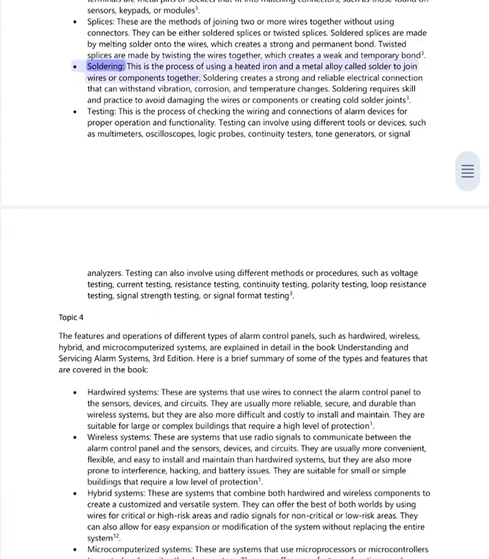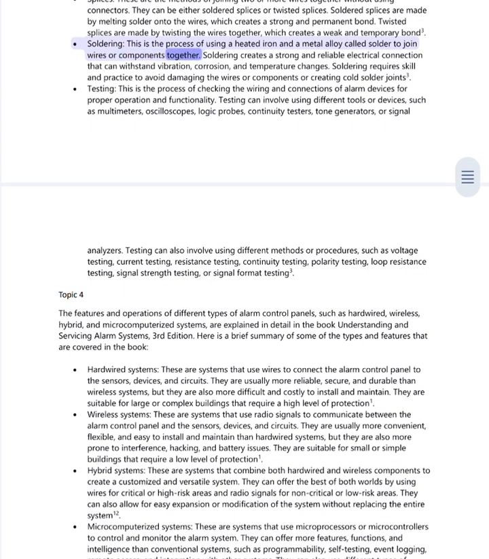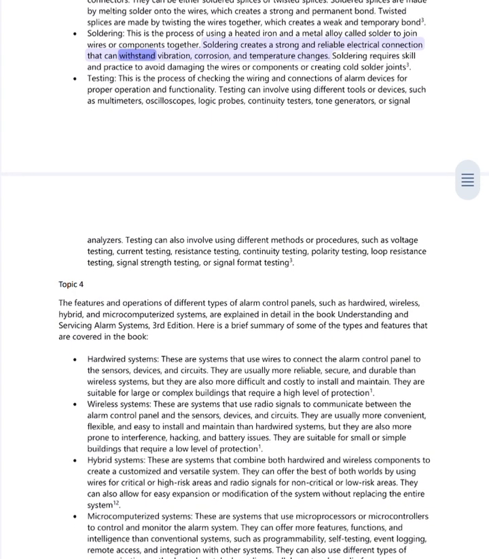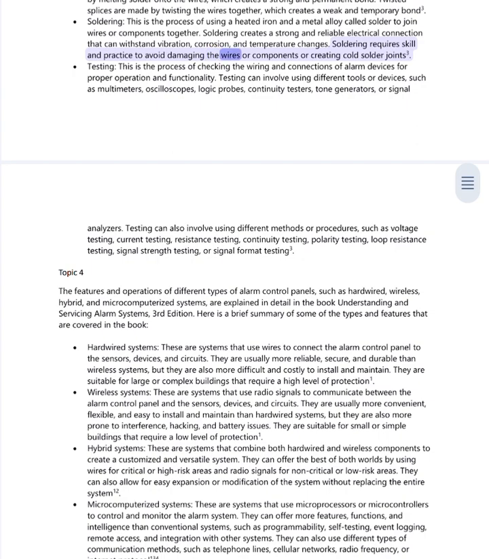Soldering. This is the process of using a heated iron and metal alloy called solder to join wires or components together. Soldering creates a strong and reliable electrical connection that can withstand vibration, corrosion, and temperature changes. Soldering requires skill and practice to avoid damaging the wires or components or creating cold solder joints.